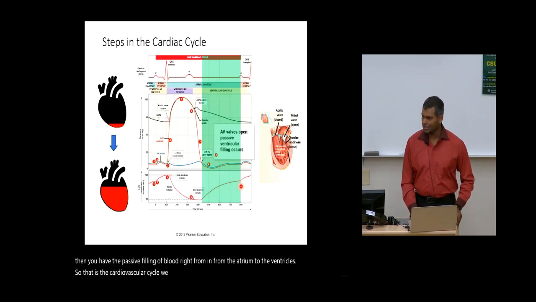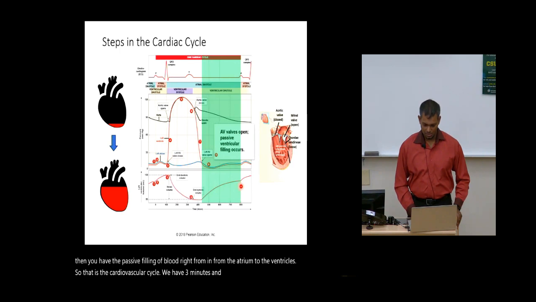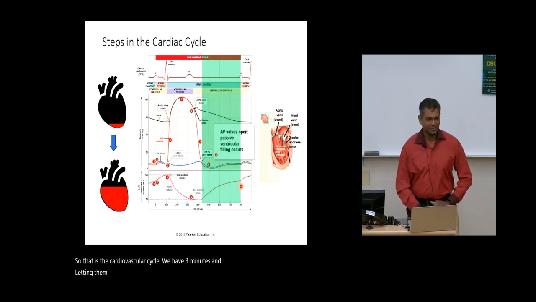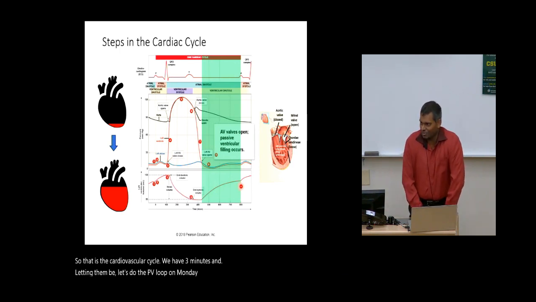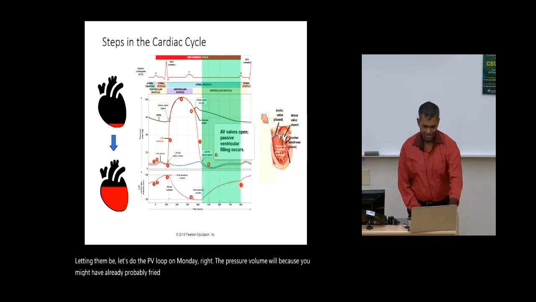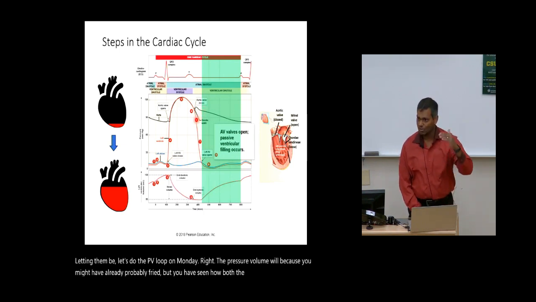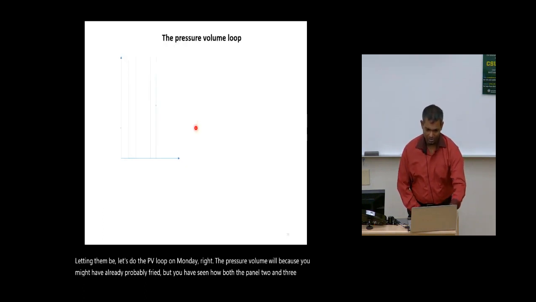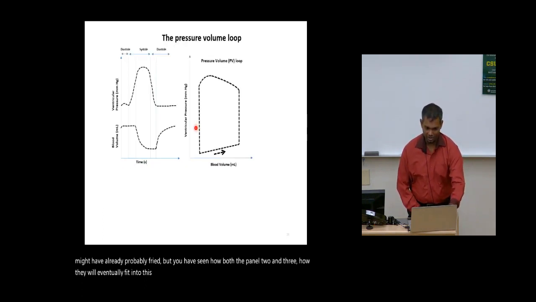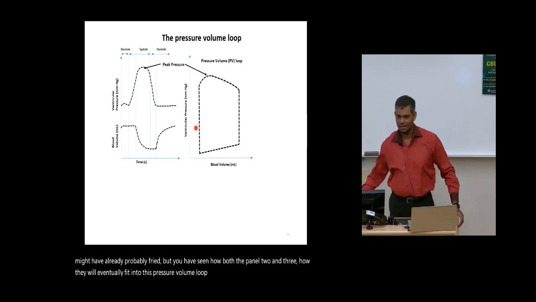We have 3 minutes, and let's do the PV loop on Monday, the pressure volume loop, because your mind is already probably fried. But you will see how both panel 2 and 3 will eventually fit into this pressure volume loop. So we'll talk about that on Monday.